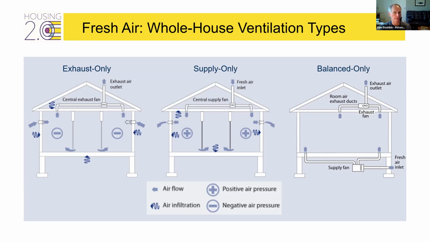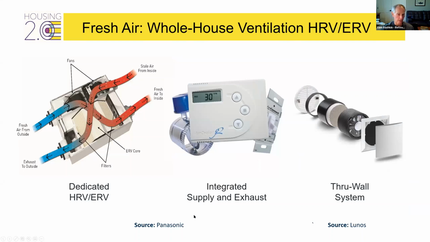And everyone wants to eventually get to balanced, if not mandatory right now. To rely on cracks and holes left in higher and higher performing homes is not going to work. All the studies and research I've read show much reduced ventilation with exhaust and supply only systems. So everyone should be moving to balanced. There are dedicated heat recovery ventilators and energy recovery or enthalpy recovery ventilators.